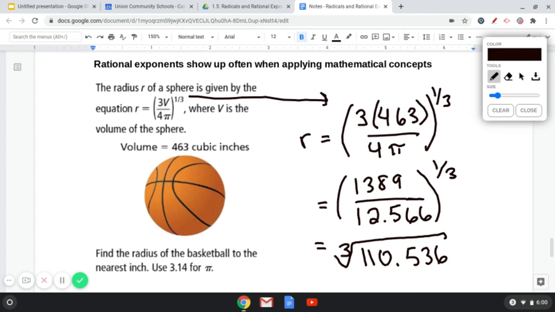So in my calculator, or in Desmos, you can do this. In my calculator, I actually took this to an exponent of 1/3 instead of doing a root. But you can also do a root in your calculator. If you need help with that, just let me know. Just email me. So this is 4.799-ish inches. And that's the radius of this basketball. Almost 5 inches.